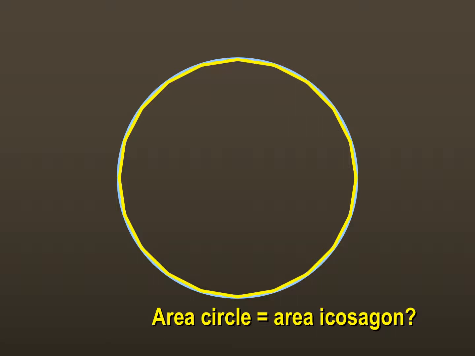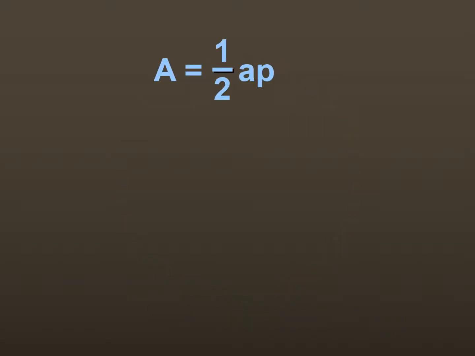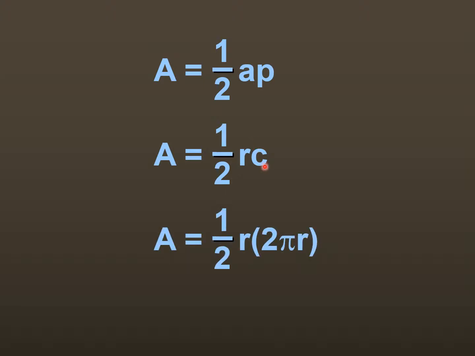Well, we can start with the area of a regular polygon, and instead of doing perimeter, remember the perimeter of a circle is actually called a circumference. So here we have a formula for the area of a regular polygon, 1/2 AP, where A is your apothem and P is your perimeter. Well, the apothem and the radius for a circle are the same thing, so instead of saying apothem, we can say radius. And then the perimeter of a circle is the circumference, or C. Well, we know that circumference is found by using 2 pi r. So instead of saying C, we're going to say 2 pi r.